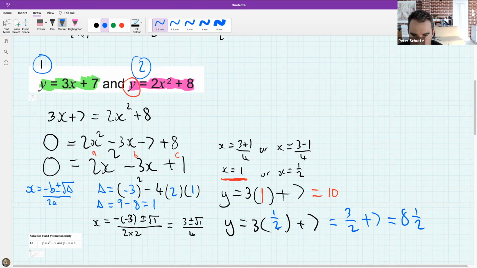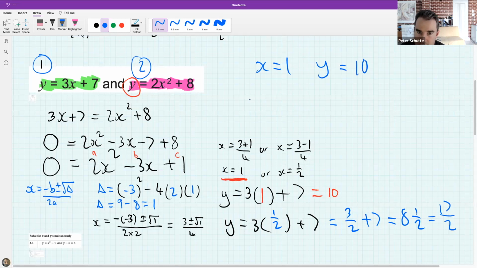Are you following me with that? Okay, so I think a couple of people might have lost 17/2. 17/2 is the same as 8.5. So my answers are, you can see them here. When x is 1, y is going to be 10. And when x is a half, y is going to be 17/2 or 8.5.